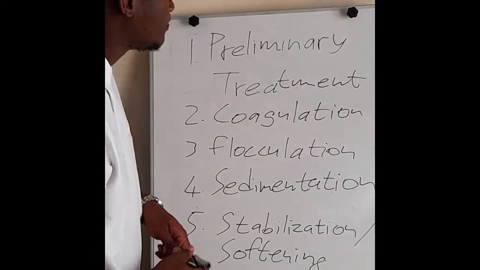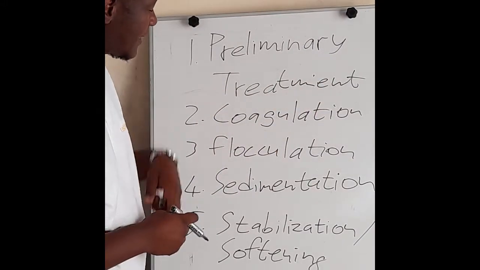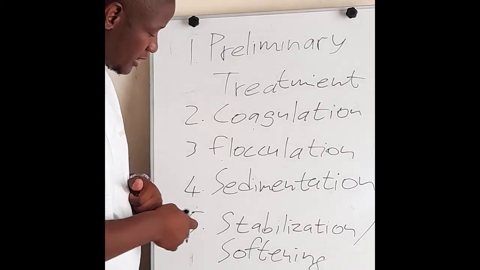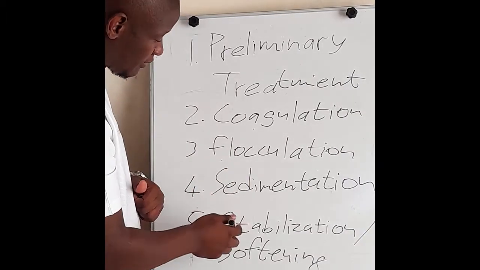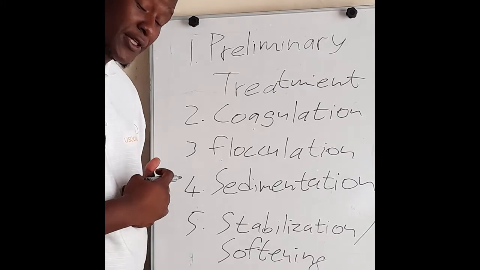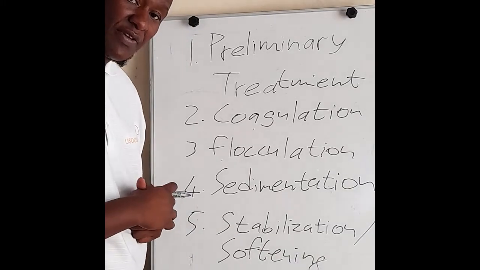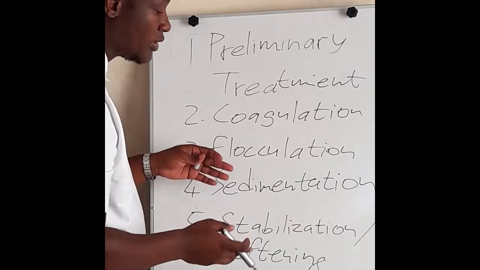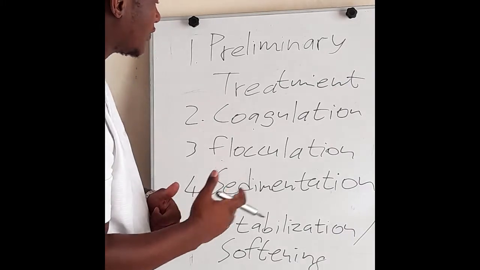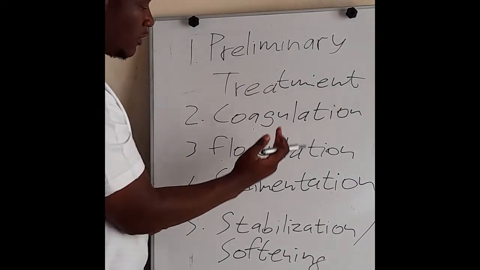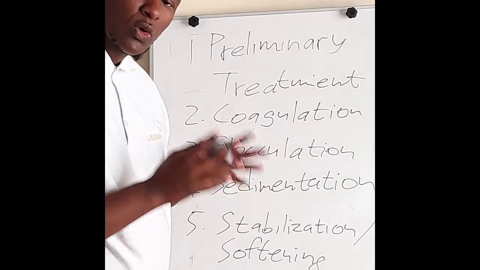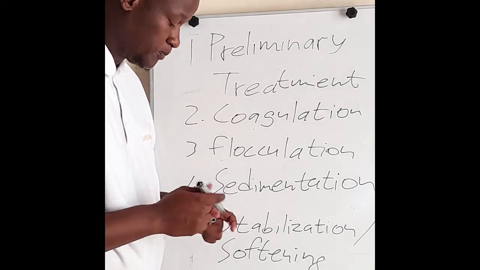So the first one being your preliminary treatment. Then secondly we have coagulation. Thirdly there is flocculation. Number 4 is sedimentation. Number 5 is stabilization, also known as softening. And number 6 is your filtration. And then you have your disinfection. And then lastly, when you're done with all of that, where you store your water, which would be your holding tanks. After this, we'll explain each of these treatment processes, what actually happens within these different processes.